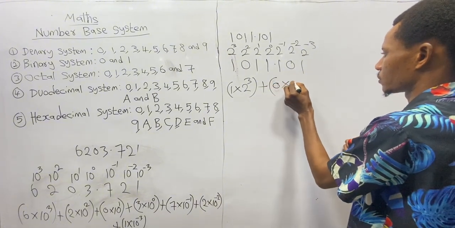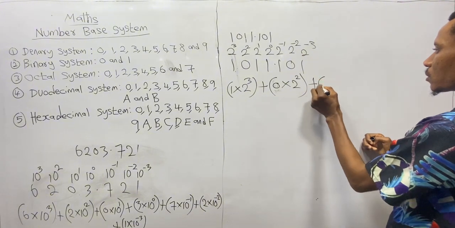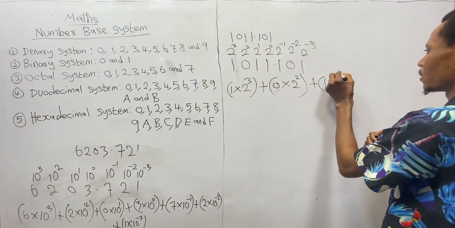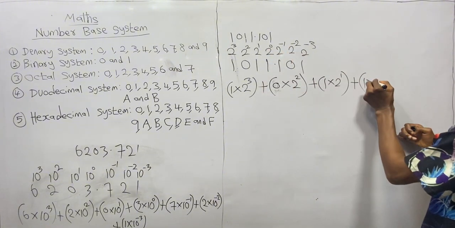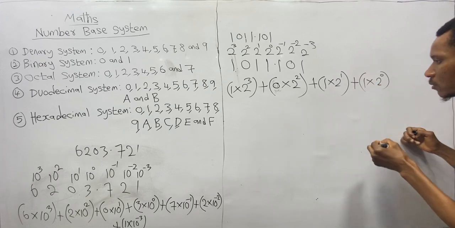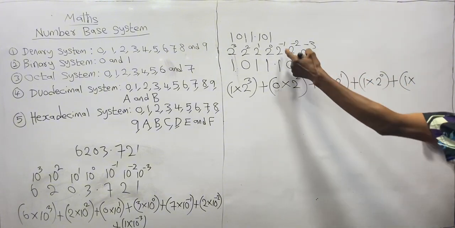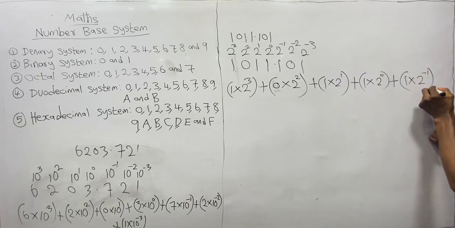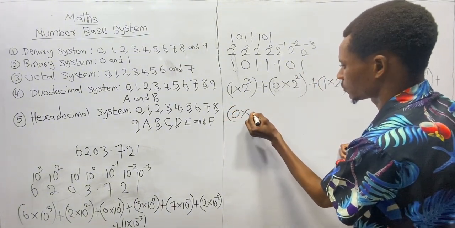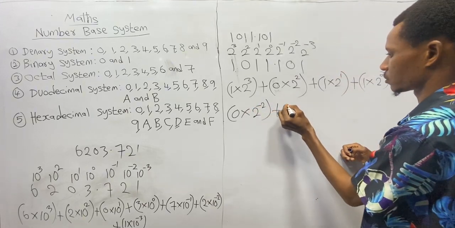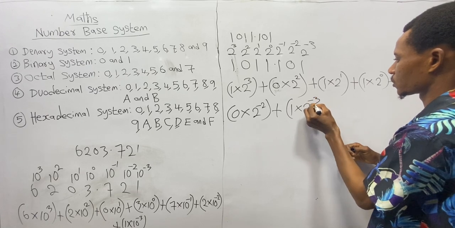plus 0 times 2 raised to the power of 2, open a bracket, close the bracket, plus 1 times 2 raised to the power 1, plus another 1 times 2 raised to the power 0, plus the 1 after the decimal, 1 times 2 raised to the power minus 1, plus this 0 times 2 raised to the power minus 2, plus this last one, 1 times 2 raised to the power minus 3.